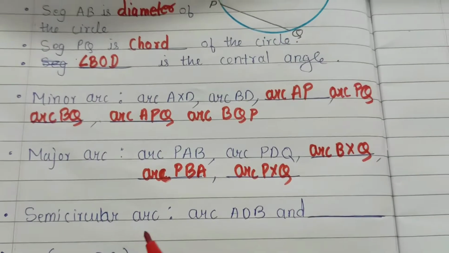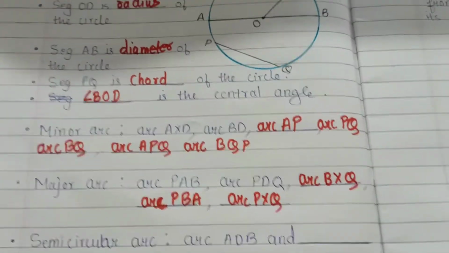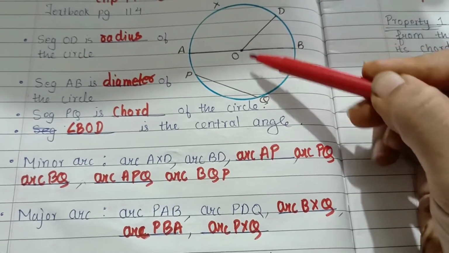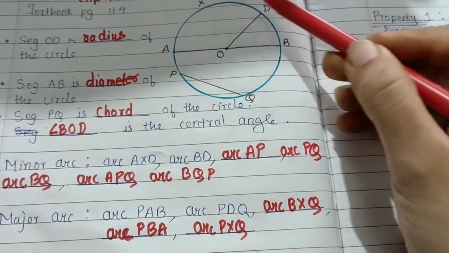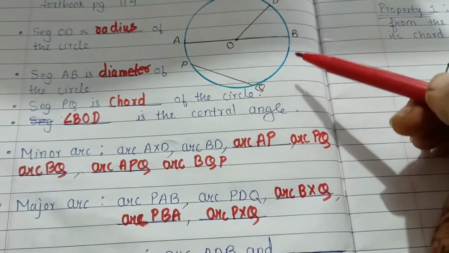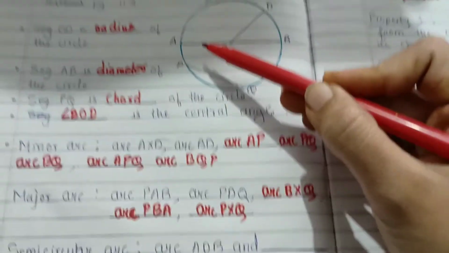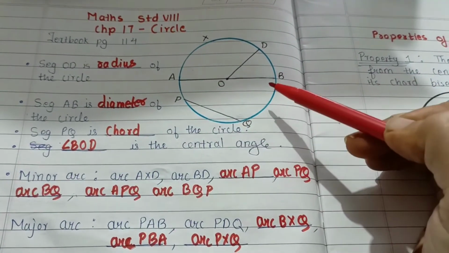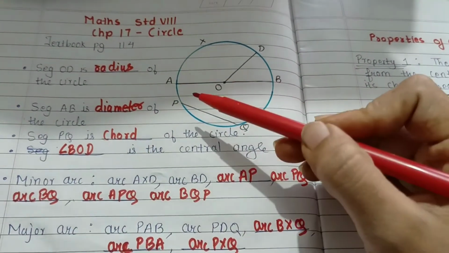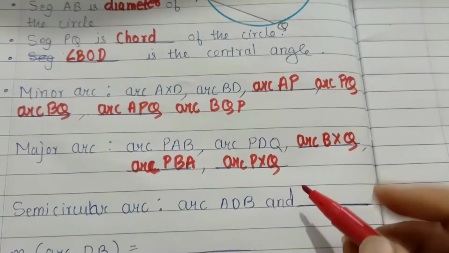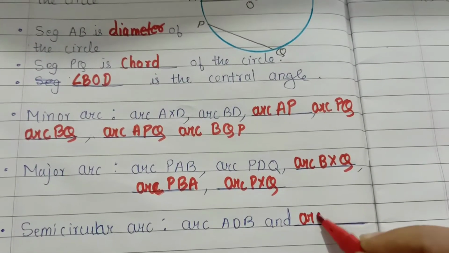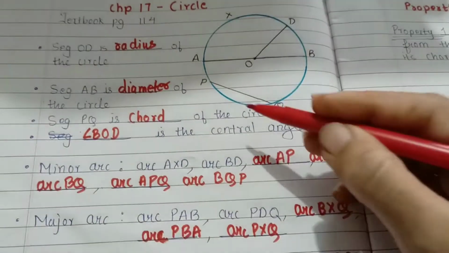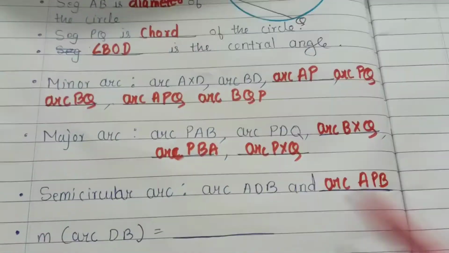Next is semicircular arc. Obviously there are two semicircular arcs because the circle is divided into two parts. So this is the first half and this is the second half. The first half is already given, arc ADB. The second one is either arc APB or arc AQB. So we will write over here arc APB, that is a semicircular arc.